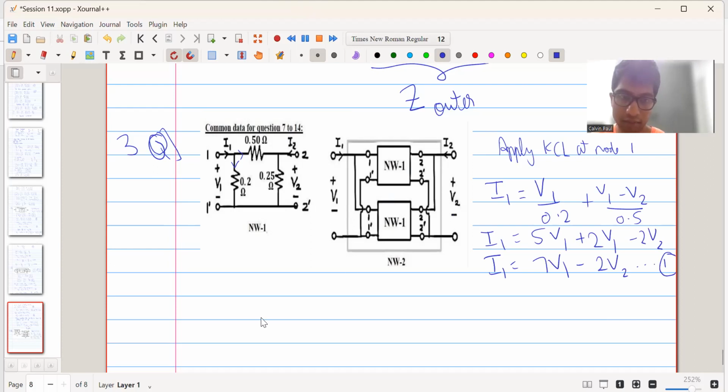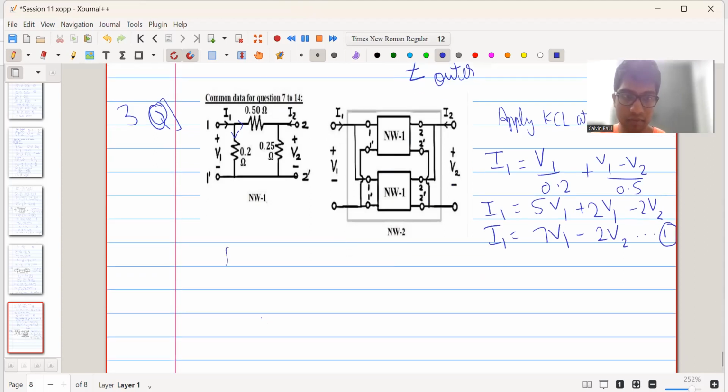Similarly, we apply KCL at node 2, and we get I2 is the current flowing in, V2 upon 0.25 is the current flowing out, and then V2 minus V1 upon 0.5.